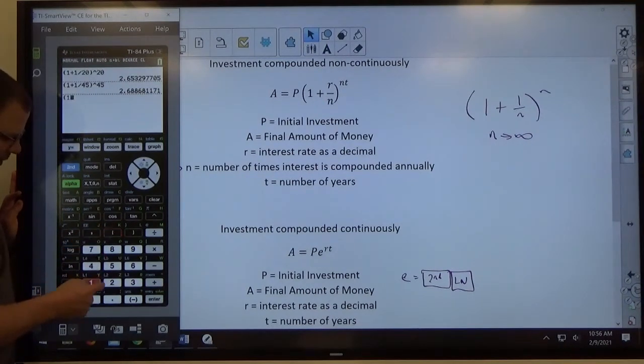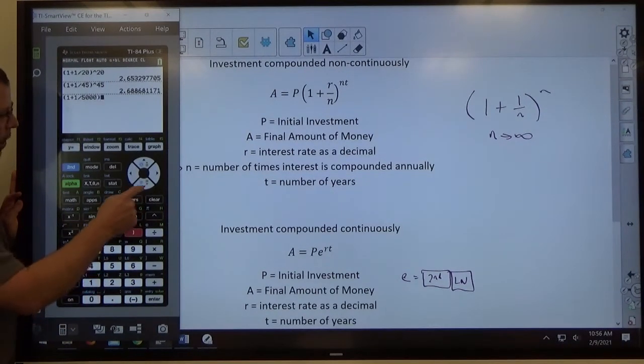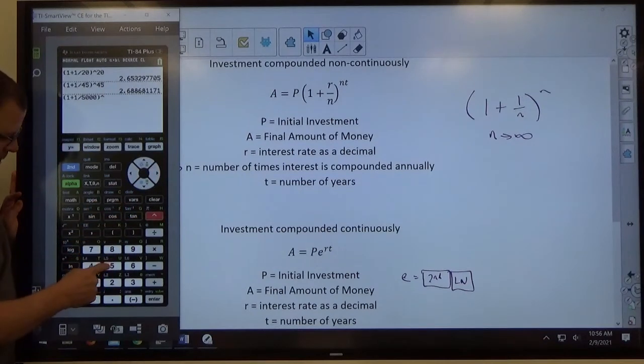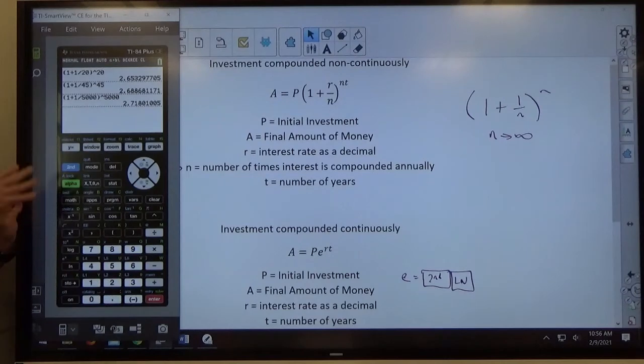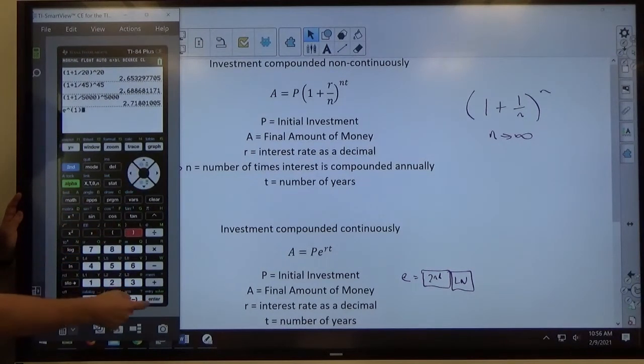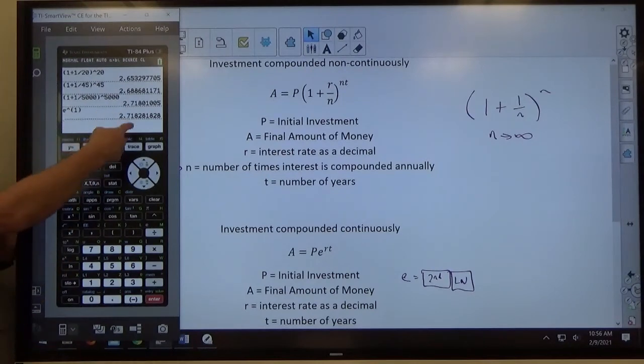Let's get crazy. Let's get in the triple digits. 1 plus 1 divided by what? 5,000. That's even better. To the 5,000th power. I don't know if my calculator can handle this. Oh, it did. Okay, so 5,000 is rather large. If you start getting bigger than that, it might start going haywire a little bit. If I hit my second ln button, e to the first power, you can see they're about the same number.